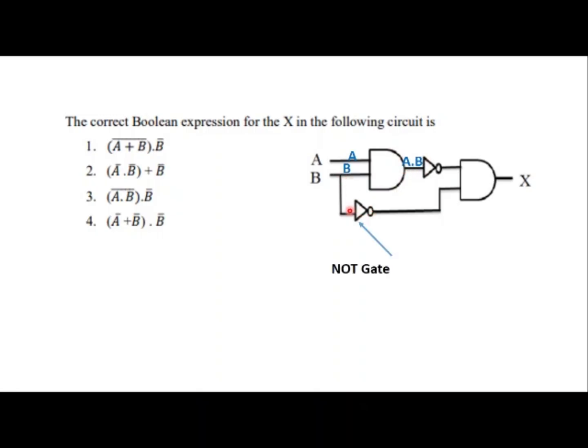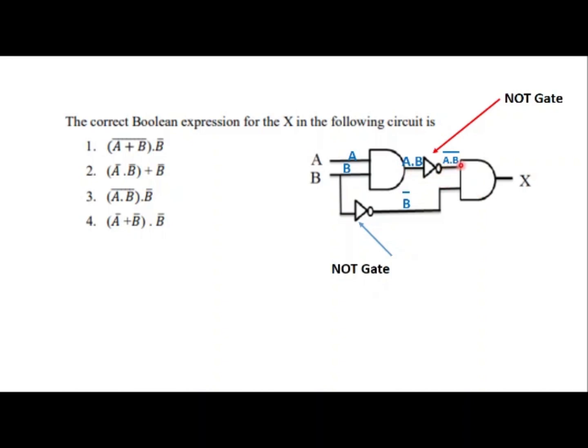Here there is a NOT gate and the input of this NOT gate is B. When B goes through the NOT gate, it becomes B complement. This is again a NOT gate. The input of this NOT gate is A dot B, which is also the output of this AND gate. So that same result is the input of this NOT gate. When A dot B goes through the NOT gate, it becomes A dot B complement.